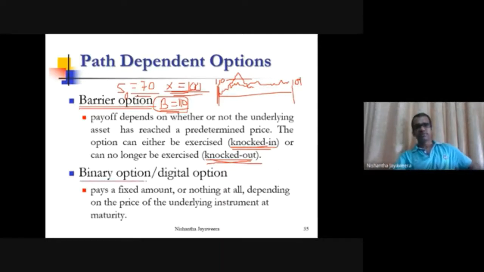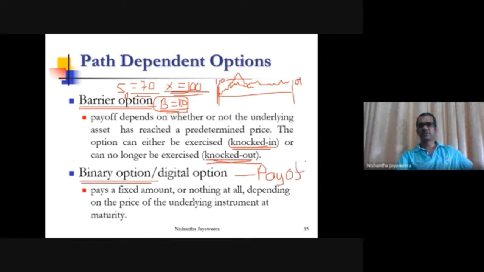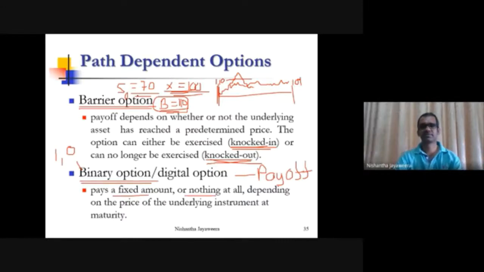So then the binary option. This is on the payoff, not on the strike or the effectiveness of the option. This is about the payoff. Binary. What does it mean? Binary or digital? We have only two values, either 1 or 0. So in a binary option, what does it mean? Either it pays a fixed amount or nothing. That's what.